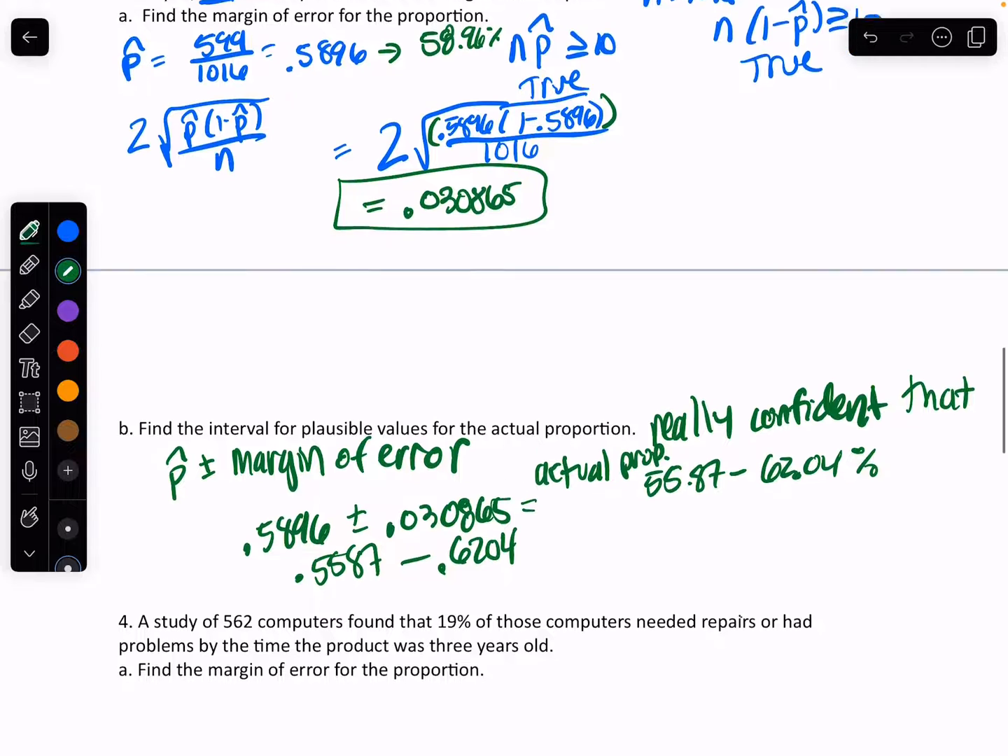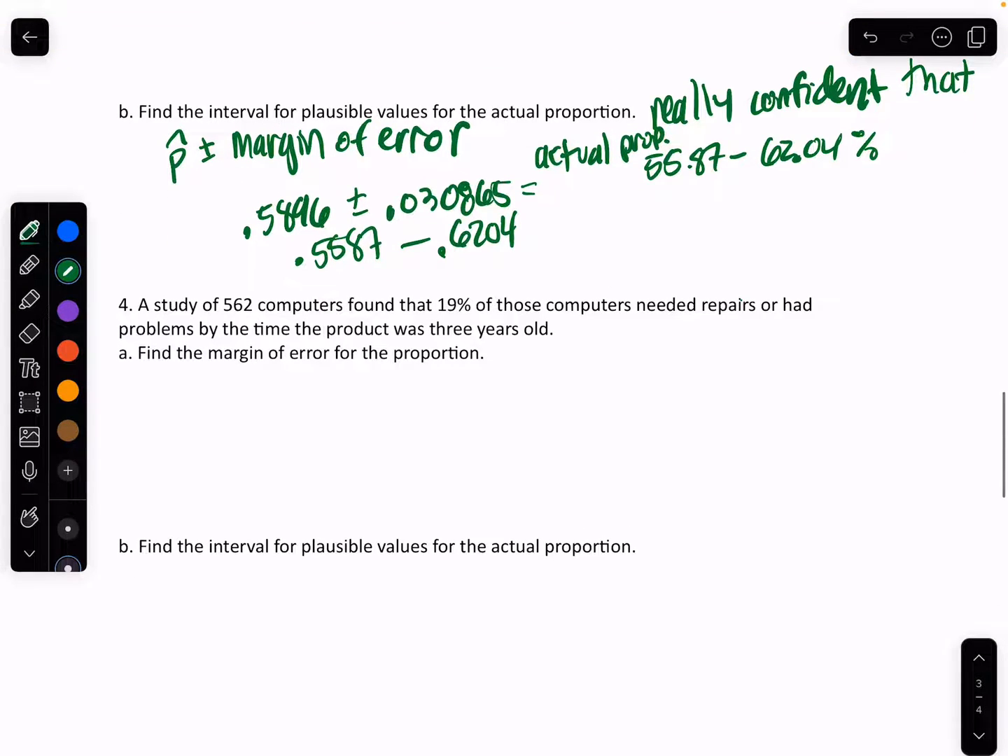So let's take a look at another example. A study of 562 computers found that 19% of those computers needed repairs or had problems by the time the product was 3 years old. So find the margin of error for the proportion. So we have to find our p-hat. Now this time our p-hat was already given to us as the percent. So our p-hat is 0.19. If it's given as a percent, you need to change it to a decimal.